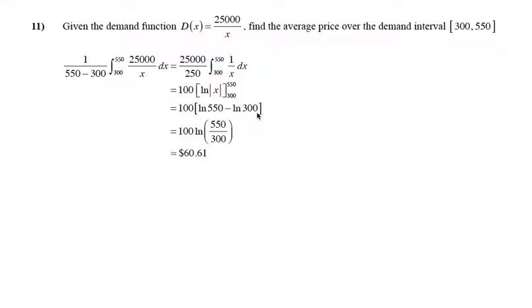And recalling our quotient property of logarithms, this can be simplified by taking the natural log of the first value, 550, and dividing it by the second value, 300. So this is just a number. We can enter this calculation into our calculators and get the result $60.61. And that's all there is to that question.